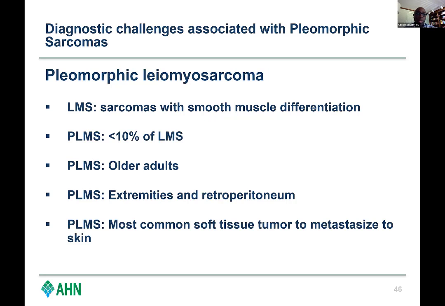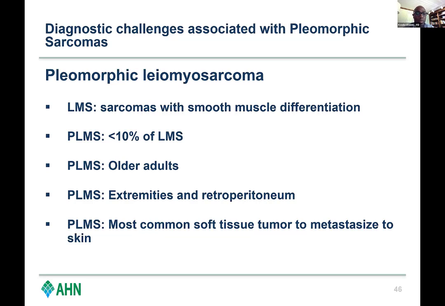The next two cases I'll talk about are pleomorphic sarcomas with myogenic features. In these two cases, the use of immunohistochemical staining is important because it will help us prove either smooth muscle differentiation or skeletal muscle differentiation. First, I'll talk about pleomorphic leiomyosarcoma and then pleomorphic rhabdomyosarcoma.